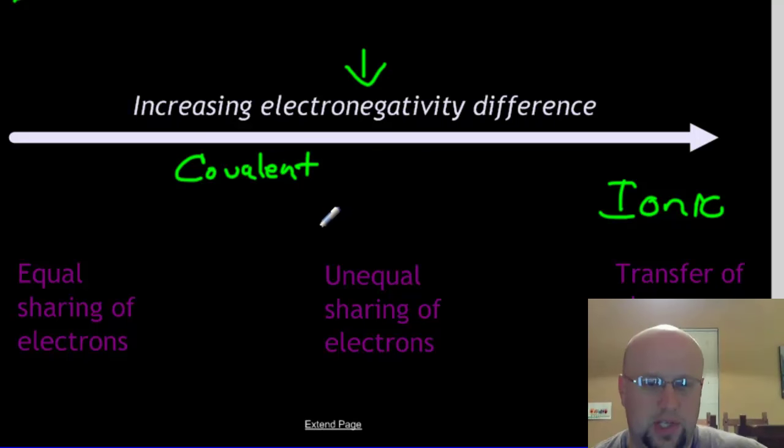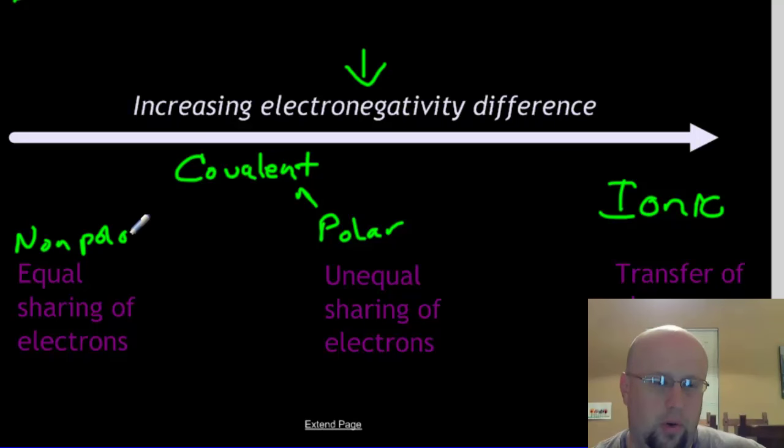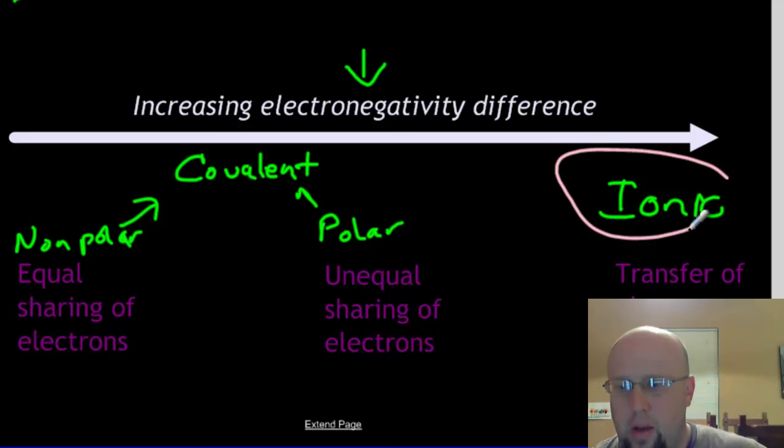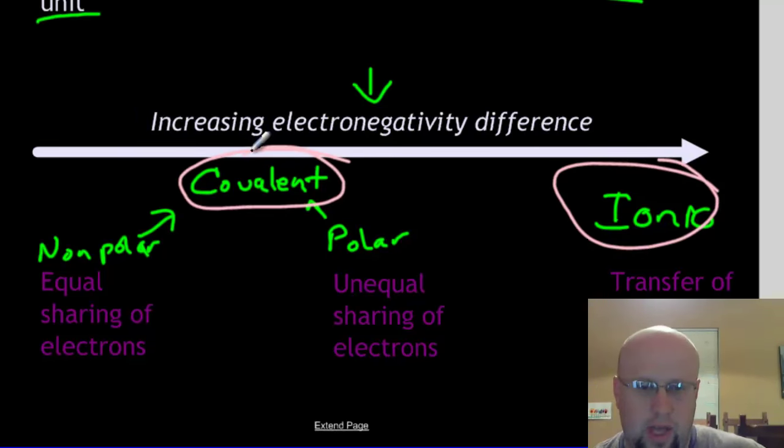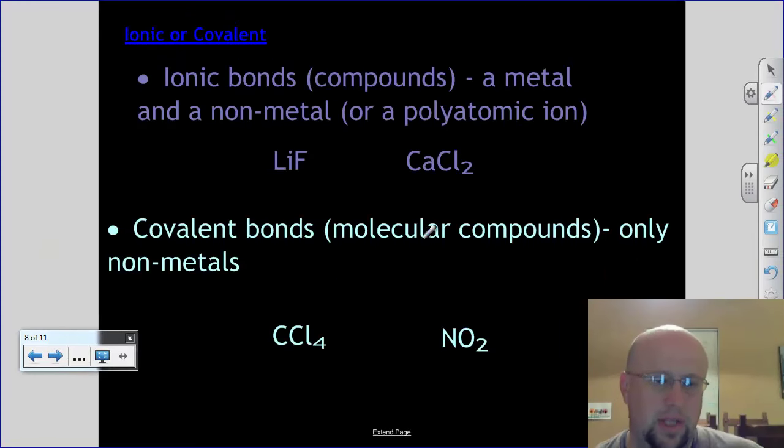Now, if there is some difference, then they're what we call polar covalent bonds, and if there is no difference, then we call them nonpolar. We'll get a little bit more into that in another video. But what's important for us now is to recognize that there are two overall types of bonds, ionic and covalent. So how do we tell the difference between those two things?